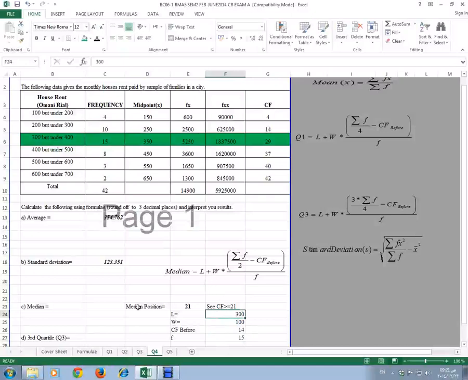Again, what I want to say: in order to decide the median, you have to find the median position, which is sigma f divided by 2. It is inside the formula. Then after that, when you find 21, you look at CF greater than 21. This is less than 21. This is 14, less than 21. We want the first CF which is greater than 21 or equal to it. So this is the line, and according to this, the lower limit is 300. The width is 400 minus 300, which is 100. The frequency is 15. CF before is 14.